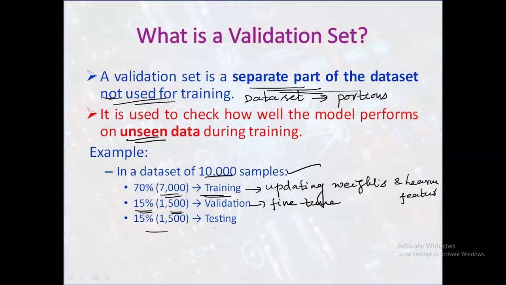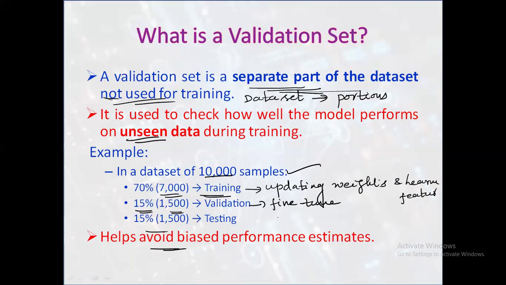It is used at the very end to evaluate the final performance of the selected model, and it helps avoid biased performance estimates. Using a validation set ensures that model tuning does not bias performance measurements. This makes the final model selection more reliable and avoids overestimating accuracy. Very, very important point.